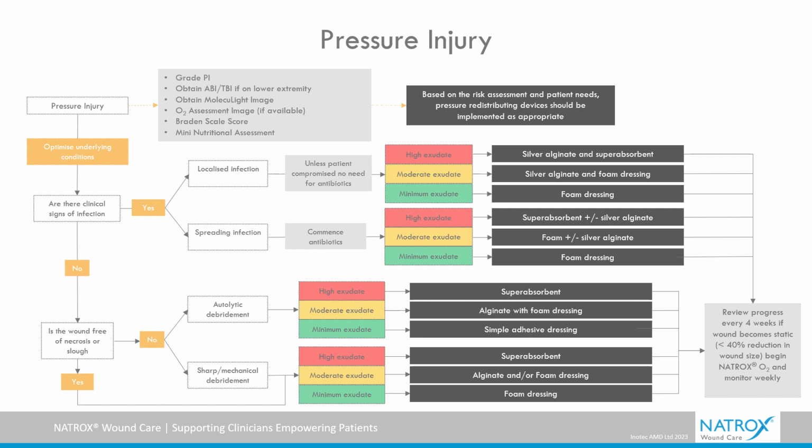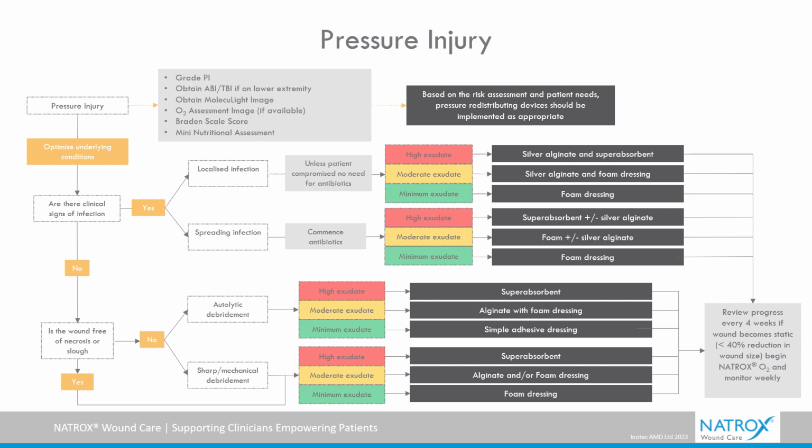If signs of infection are present, the clinician needs to determine if it's a localized infection, and the appropriate antimicrobials should be used. Unless the patient is compromised, no systemic antibiotics are typically needed. Wound dressings should be determined based on the product picker and the amount and quality of wound exudate.